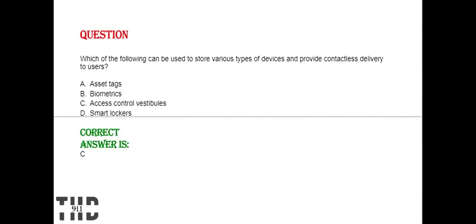Which of the following can be used to store various types of devices and provides contactless delivery to users? Option A, asset tag. Option B, biometrics. Option C, access control vestibules. Option D, smart lockers. Option D is correct.